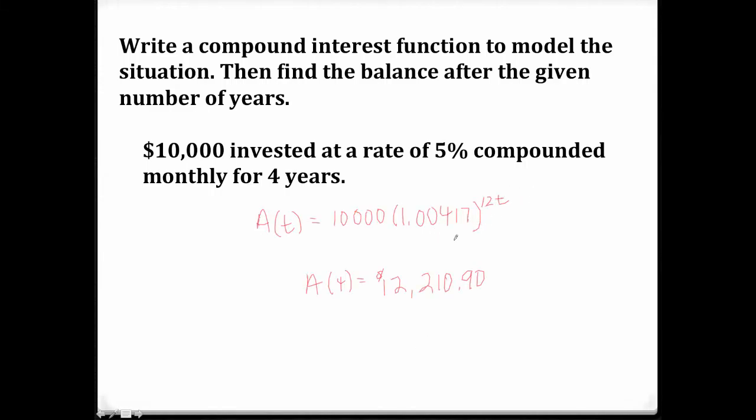Okay, so we compounded monthly, so we divided by 12. There's our 12 to account for all those periods, and I've got $12,210.90.